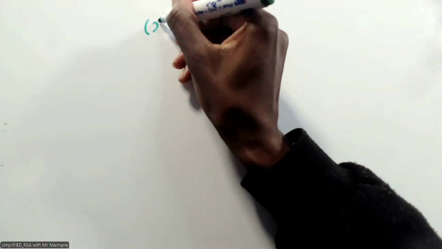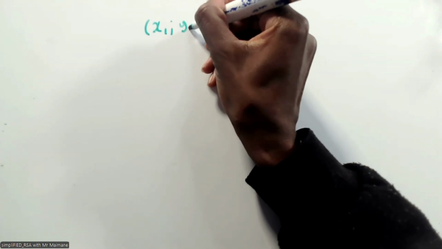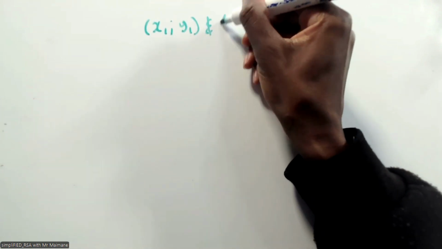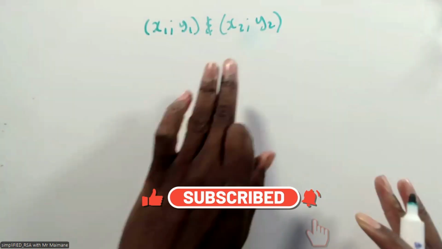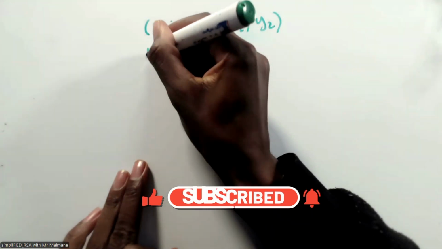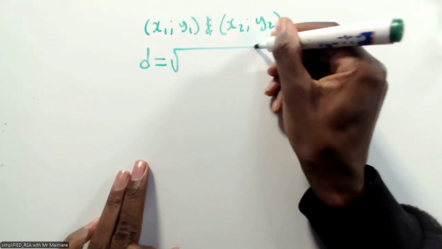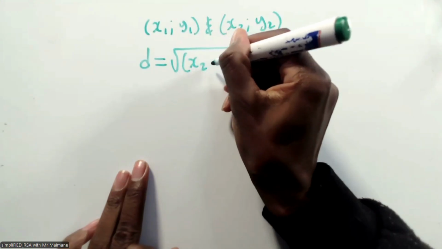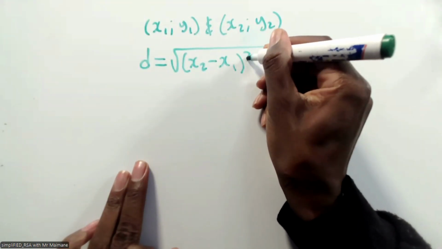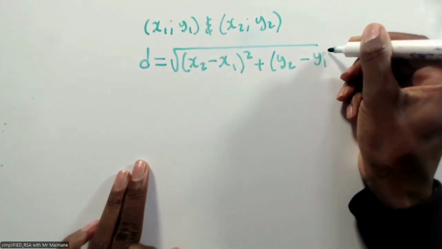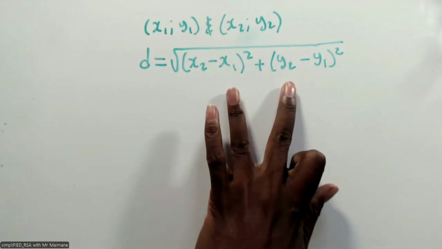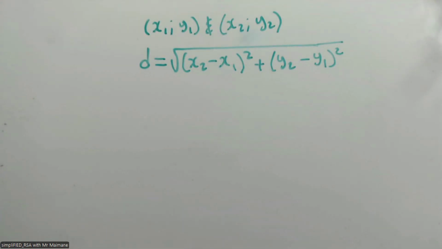So, between 2 points, (x1, y1) as well as (x2, y2), we say that the distance between the 2 points would be d is equals to square root of (x2 minus x1) squared plus (y2 minus y1) squared. This is your distance formula. But then what else do you need? You need to understand the distance that they are talking about.